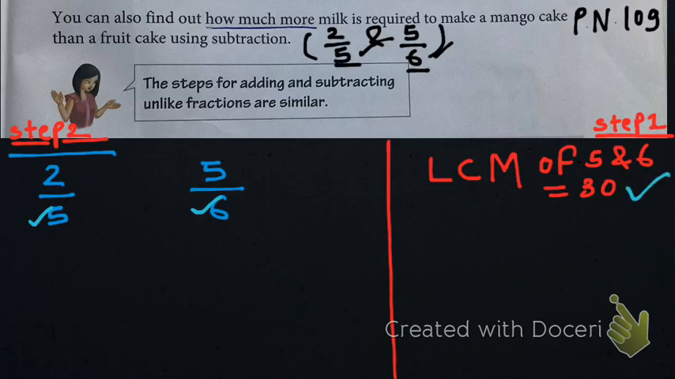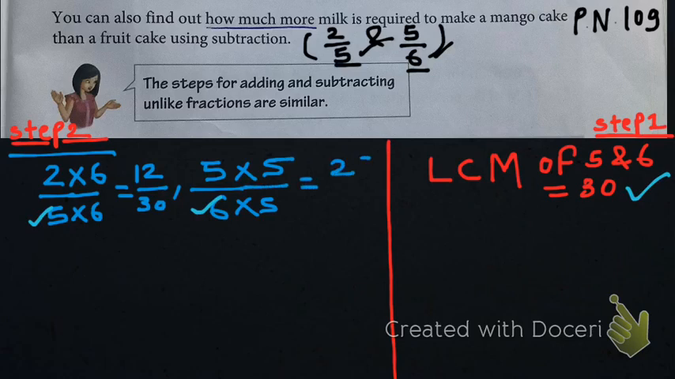To make this 5 into 30 we need to multiply by 6. When we multiply by 6 it will become 30. So we also need to multiply the numerator by 6. This will give us 12 upon 30. Similarly here, to make the 30 we will multiply by 5. It will give us 25 upon 30.